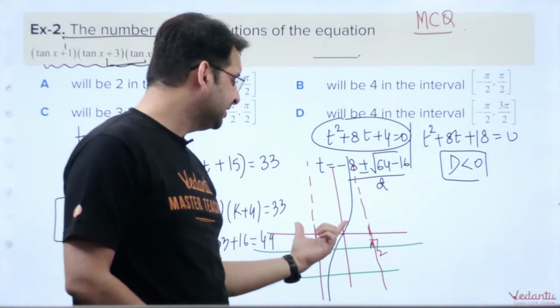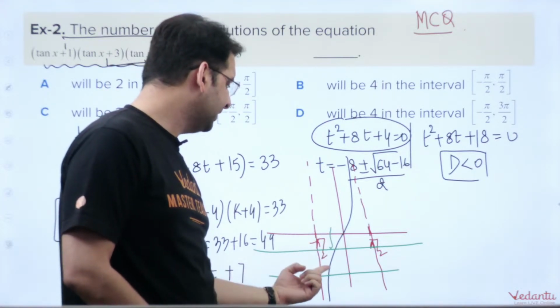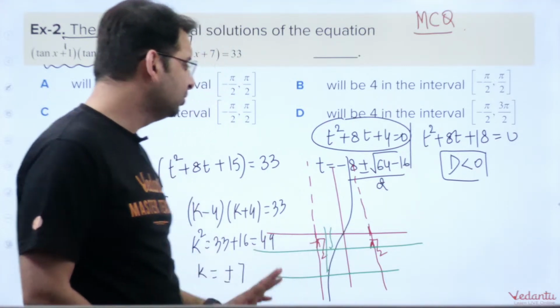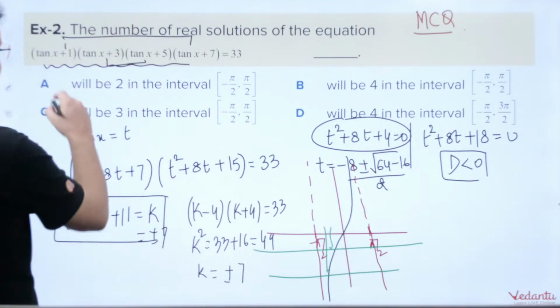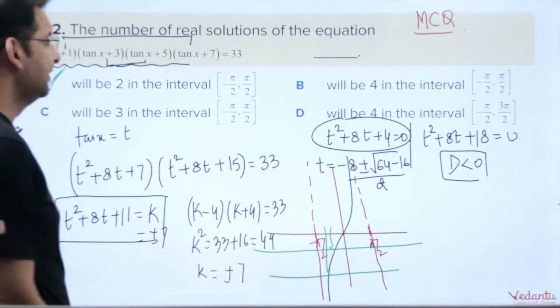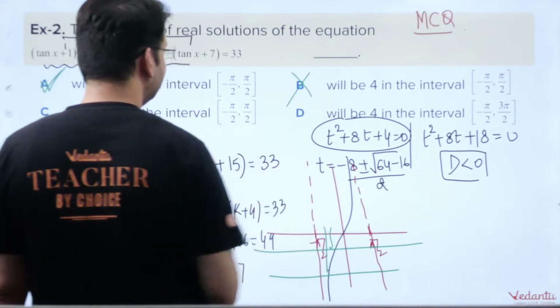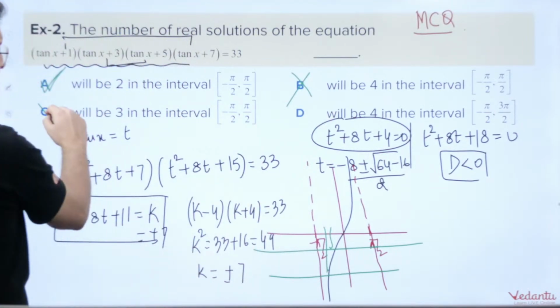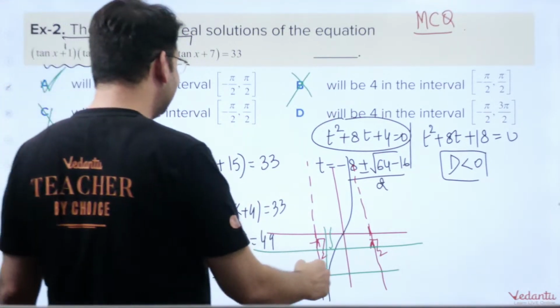And both the values are negative. So from minus pi by 2 to 0, there are two roots, this and this. And on the positive side, there is no root. So from minus pi by 2 to pi by 2, there are going to be exactly two values. So this is clearly wrong. In minus pi by 2 to 3 pi by 2.